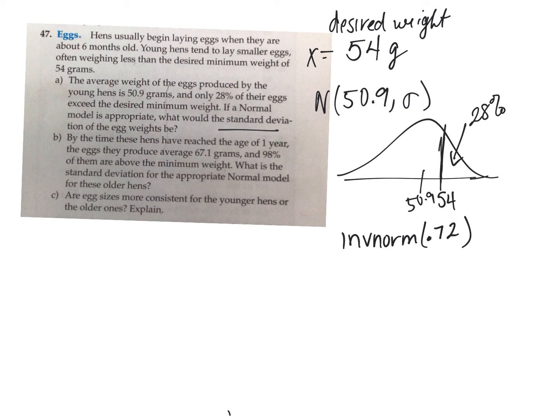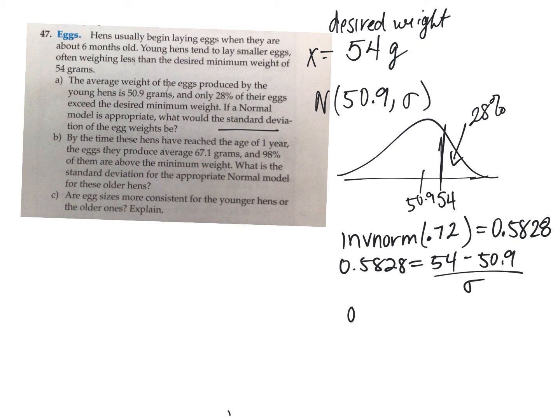Some of our calculators aren't doing the left or the right. So I do 0.72, and that's left. That is 0.5828. So 0.5828 is equal to 54, that's the desired weight, minus the mean 50.9, over sigma. And then we can multiply by sigma. 0.5828 equals 54 minus 50.9, which is 3.1, times sigma.